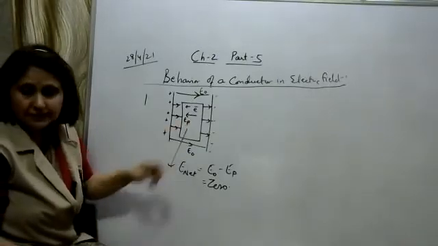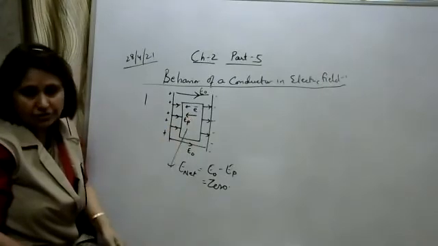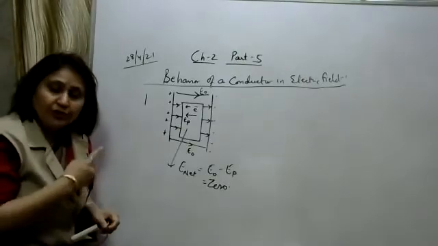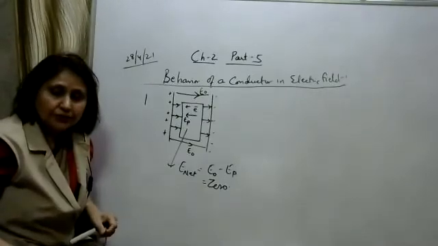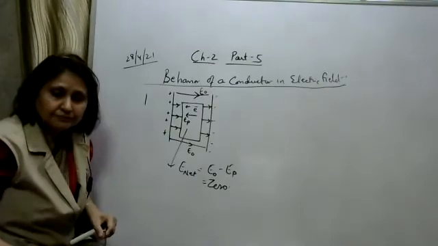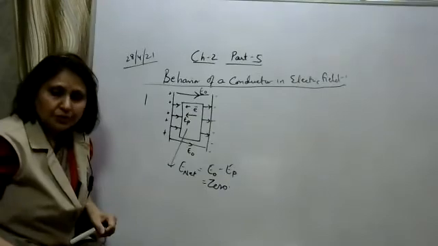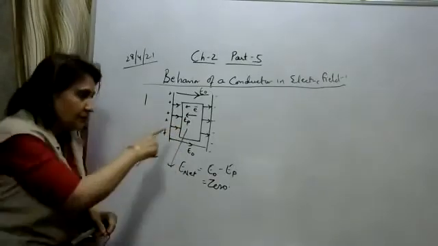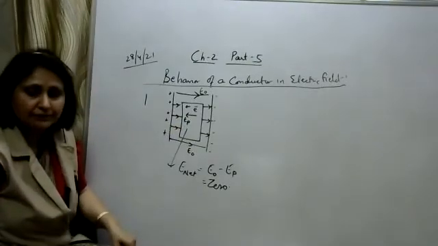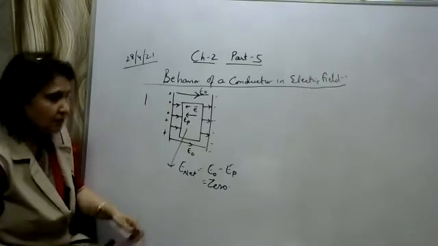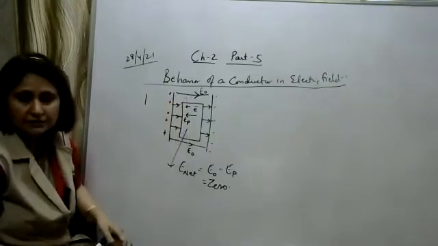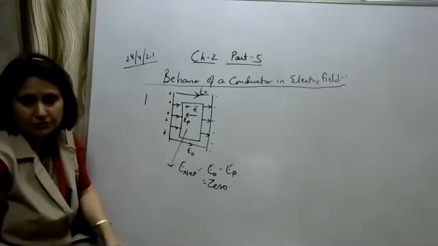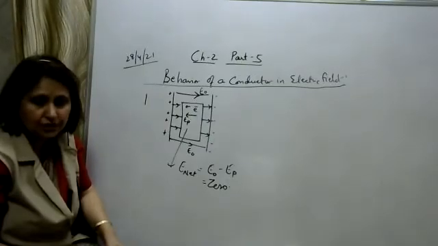Now here you can write the reason. Write down: the free electrons move in the opposite direction of E naught, due to which an electric field EP is created inside the conductor which is opposite to E naught.